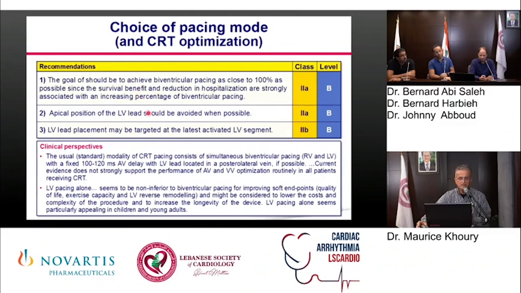Apical position of the left ventricular lead should be avoided. This is technical for us. And always, we have to target the posterolateral or the latest activation.